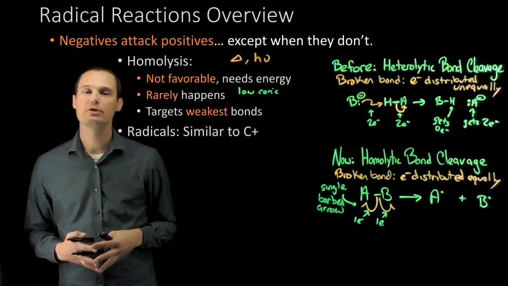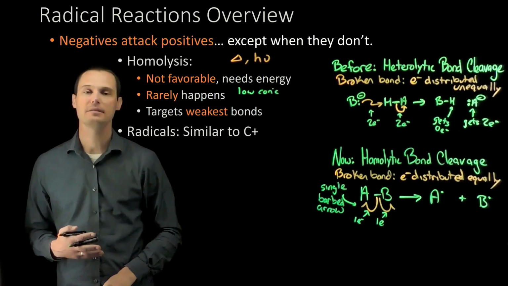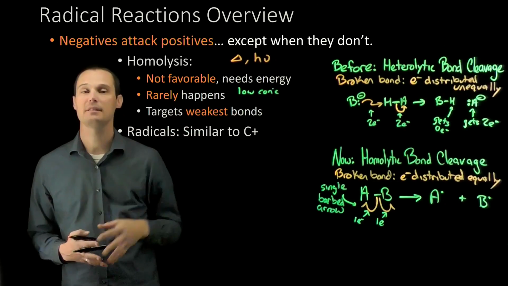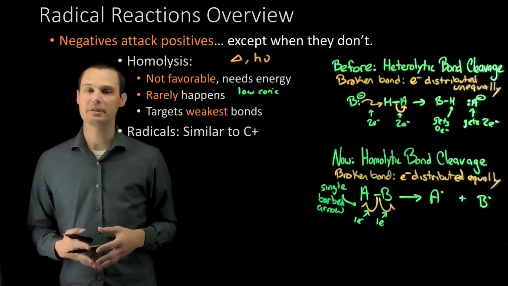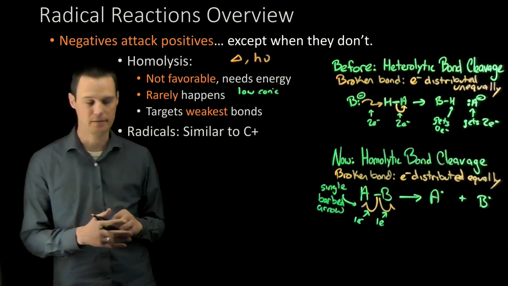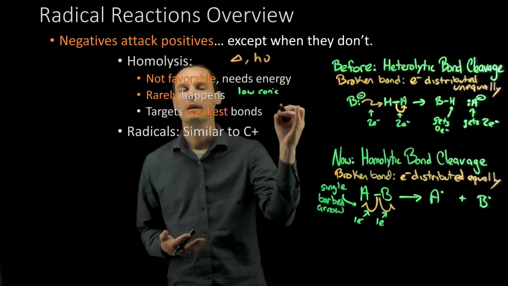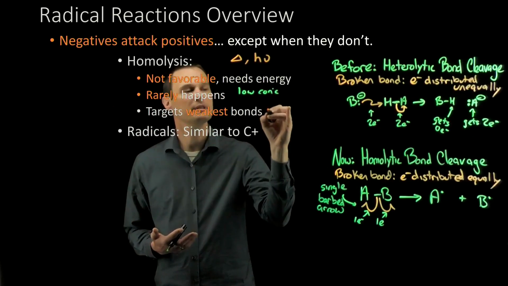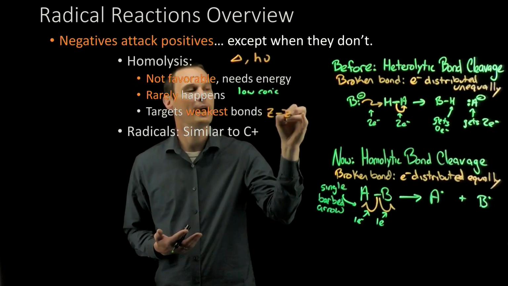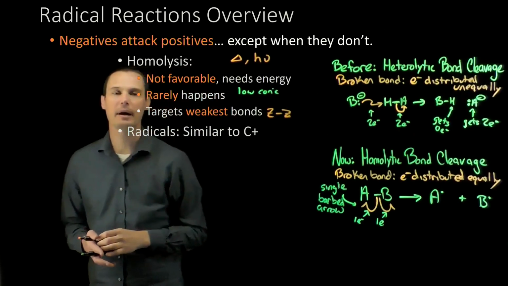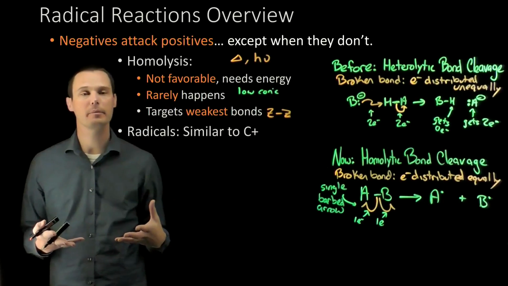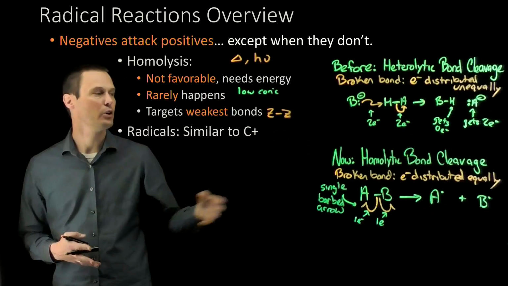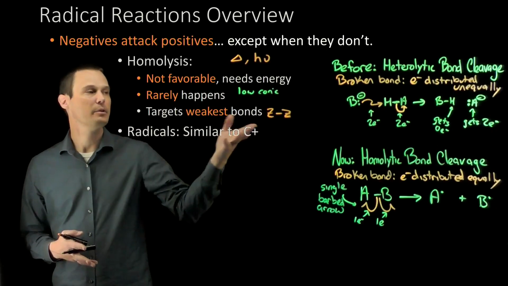The third thing that we want to know is that this often targets the weakest bonds. If this is a not favorable process that doesn't happen very often, the strongest bonds are going to be resistant to this process, and it's just the weakest bonds that are going to break in this process. And so the weakest bonds in most systems tend to be bonds between two heteroatoms, a Z-Z bond. This tends not to target carbon-hydrogen bonds or carbon-carbon bonds. Those bonds tend not to undergo homolytic bond cleavage. It tends to be the weakest bonds.